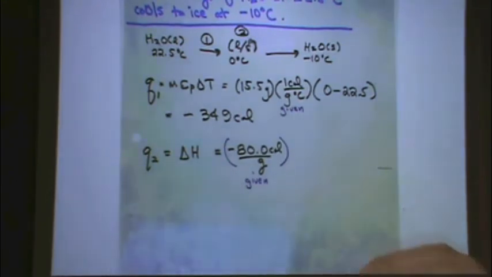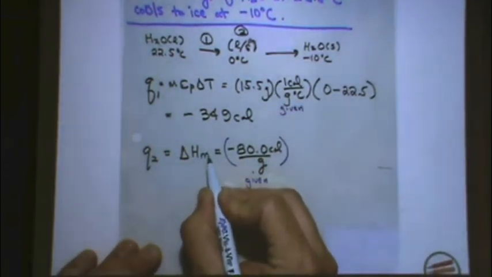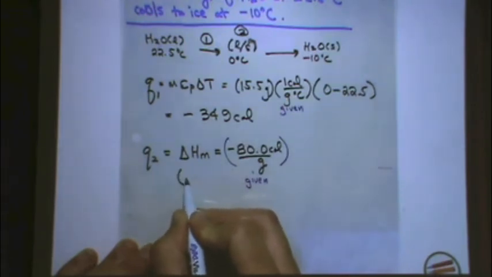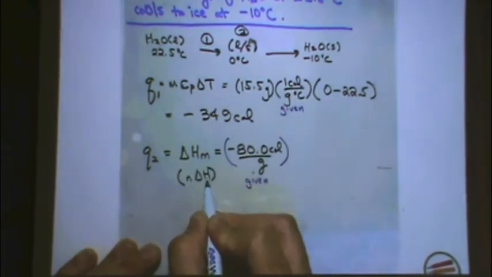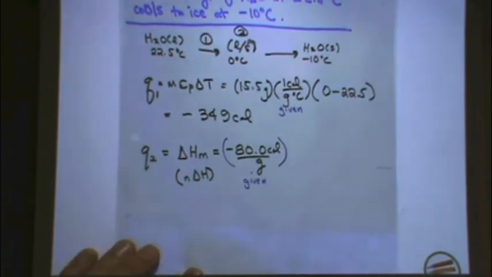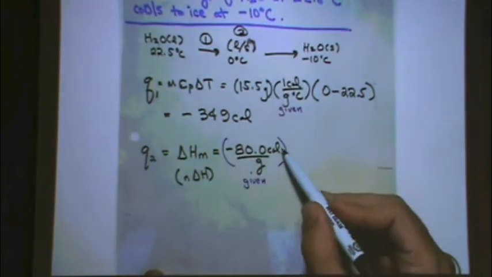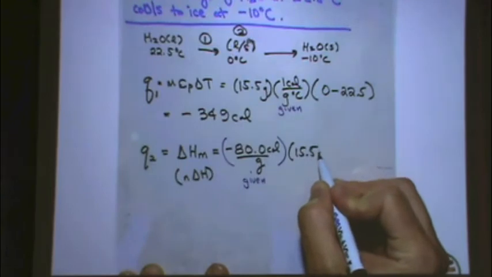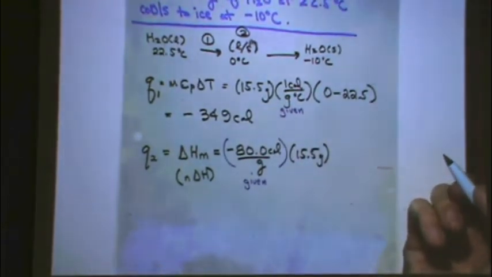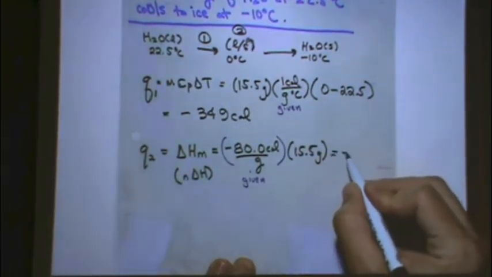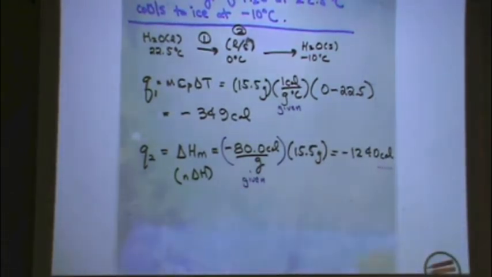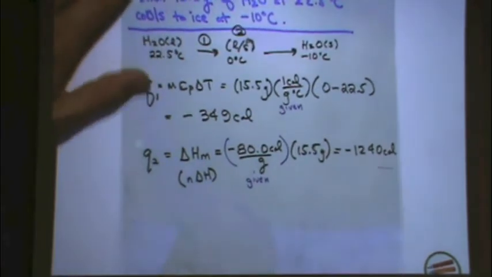This will always happen where I'll put a little m here, mass times delta H, or sometimes, just write it that way, moles times delta H. It depends on the units of delta H; you need to convert the units of delta H to pure energy units. Right now it's calories per gram, so I'm going to multiply by a mass. And the mass is 15.5 grams of water. That's how much water I have that I'm freezing. This turns out to be negative 1240 calories. That's for step 2. That's how much energy I need to go through the freezing point.